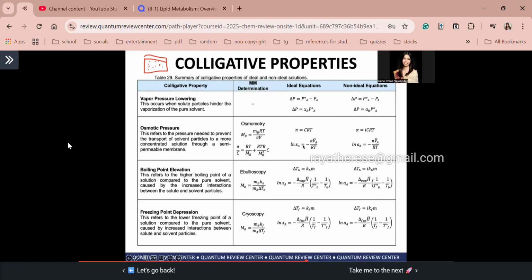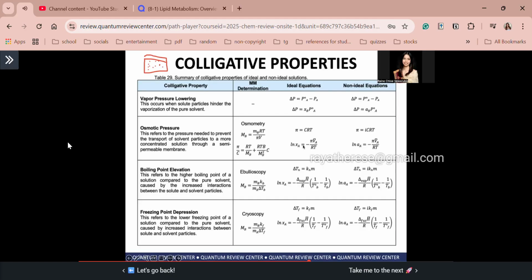Now, kapag nagdagdag ka ng solute particles, nagkaroon ka ng increased interactions between the solute and the solvent. Now, what happens to the boiling point, guys? Nag-increase ang boiling point ng solution mo. It has a higher boiling point, yung pure solution mo, compared to the pure solvent, kasi mas nag-increase na yung interactions ng dalawa. So, it would be harder to vaporize the solution, because of the increased interactions between the solute and solvent particles.